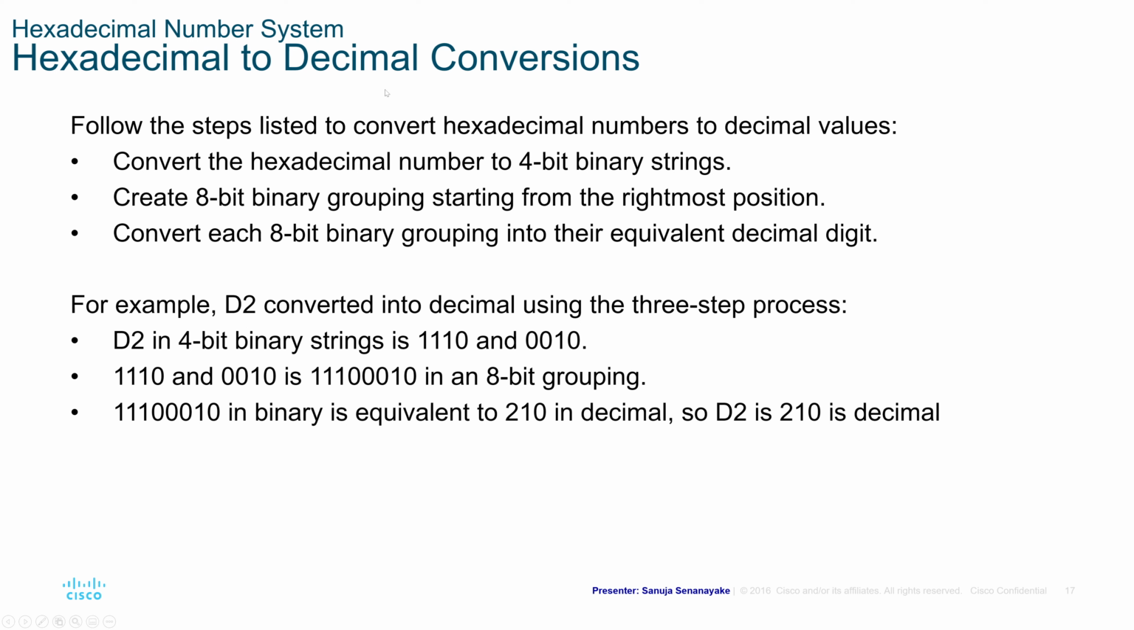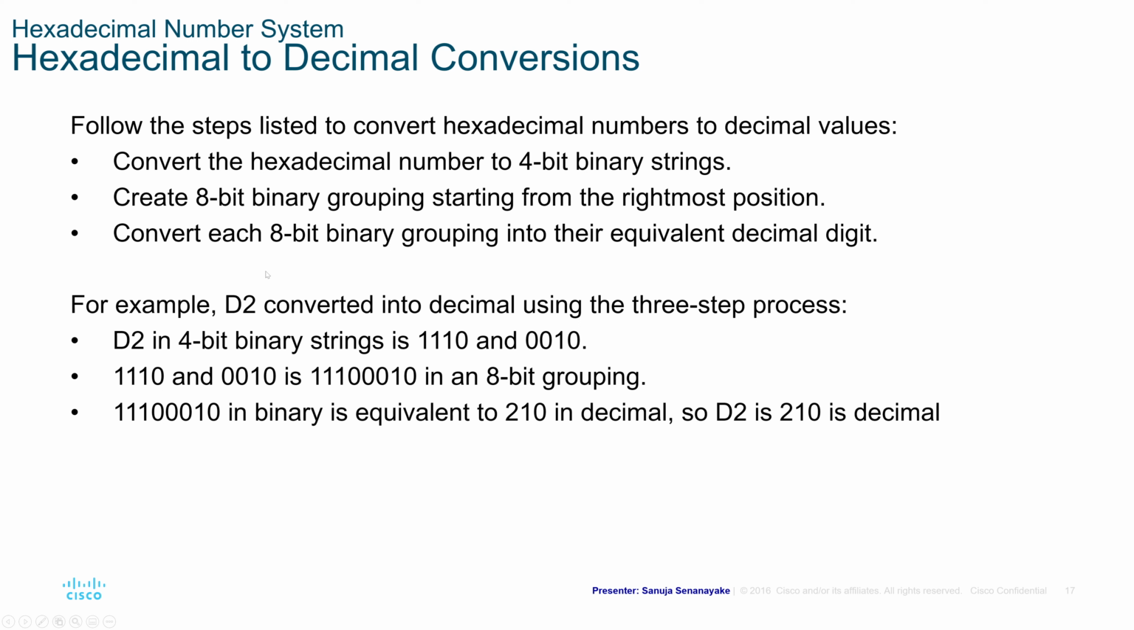So hexadecimal to decimal conversions follow the following steps. What we will do in this case is go backward now. We're going to take the hexadecimal value and convert that into decimal. To do that, we're going to convert the hexadecimal number to 4-bit binary strings, create 8-bit binary groupings starting from the rightmost position, and convert each 8-bit binary grouping into its equivalent decimal digit.